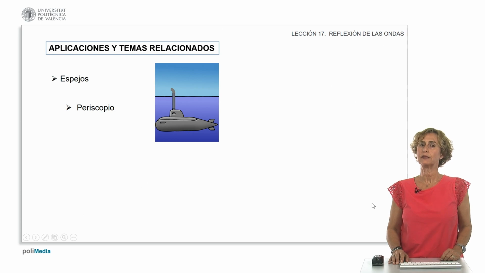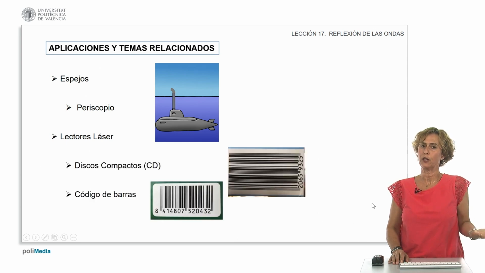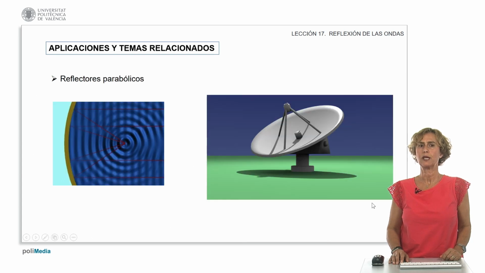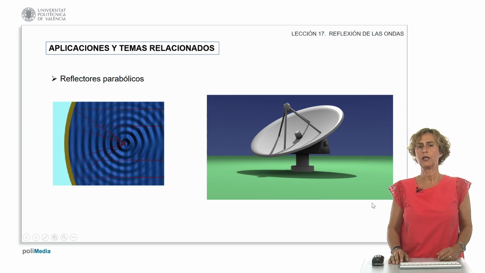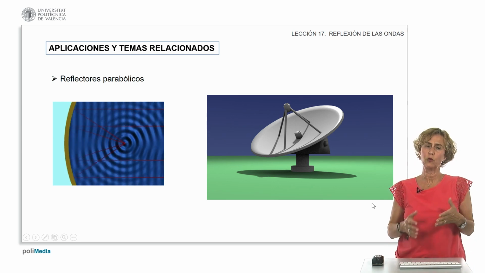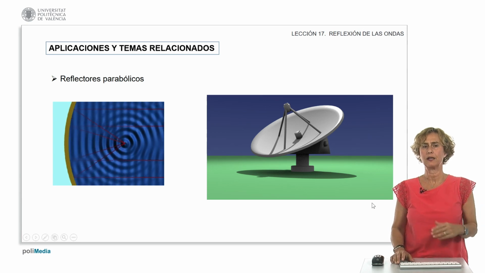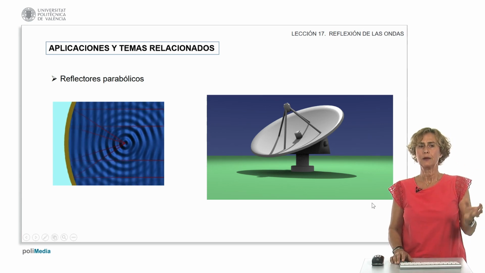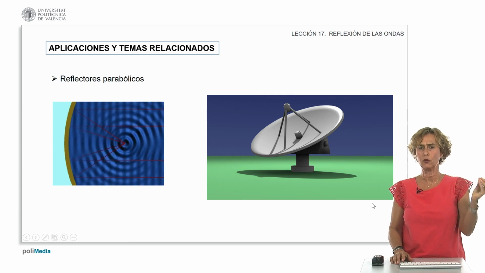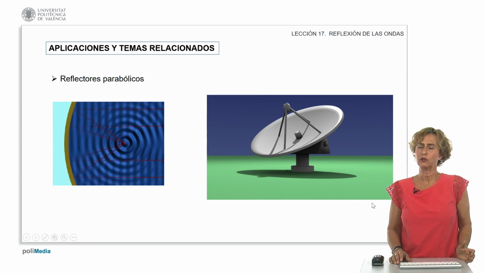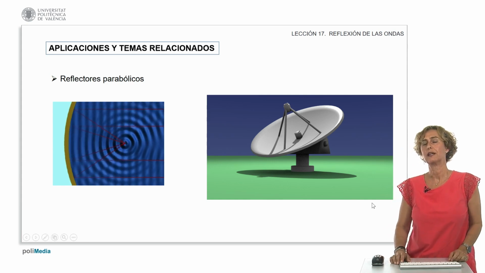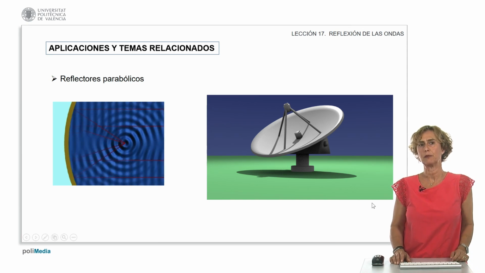What else? Periscope, which uses the theme of mirrors, and laser readers, which can be used, for example, in barcodes or compact discs, and also in parabolic reflectors. In these, starting from a wave, a beam of waves reflecting in the parabola makes all that information or all that wave fall on a point, precisely on the focus. We know, as you have seen in previous lessons, that parabolic screens are based on this principle.